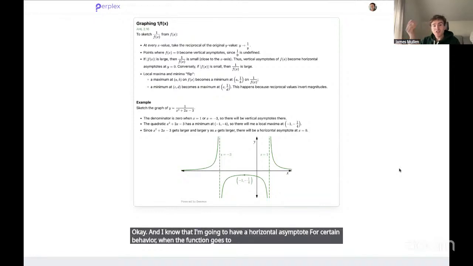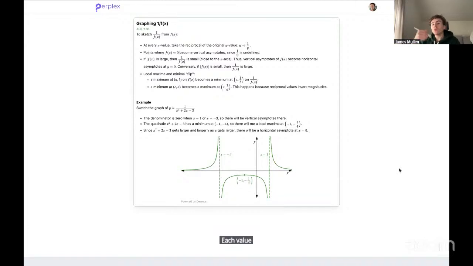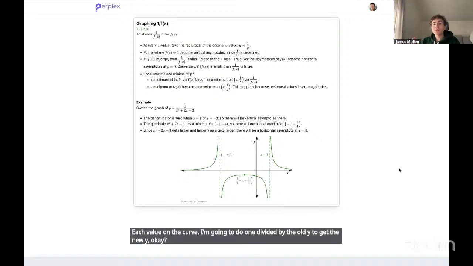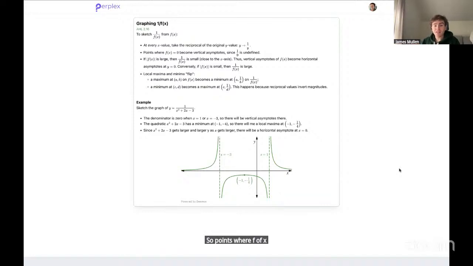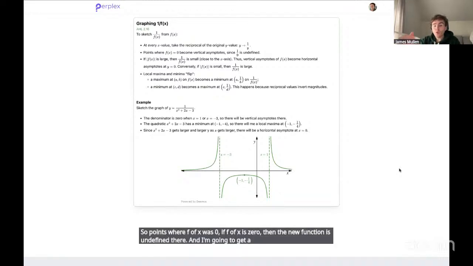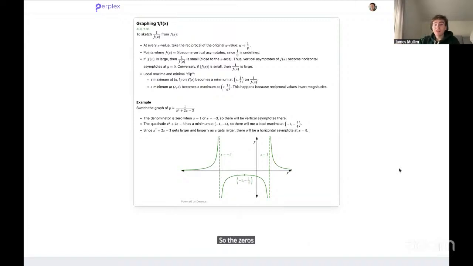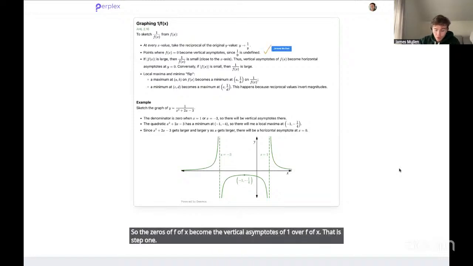So I want you to imagine the graph of 1 over f of x, all right? Each value on the curve, I'm going to do 1 divided by the old y to get the new y, okay? So points where f of x was 0, if f of x is 0, then the new function is undefined there, and I'm going to get a vertical asymptote because 1 divided by 0 is undefined, and 1 divided by something close to 0 gives me a vertical asymptote. So the zeros of f of x become the vertical asymptotes of 1 over f of x. That is step 1, okay?